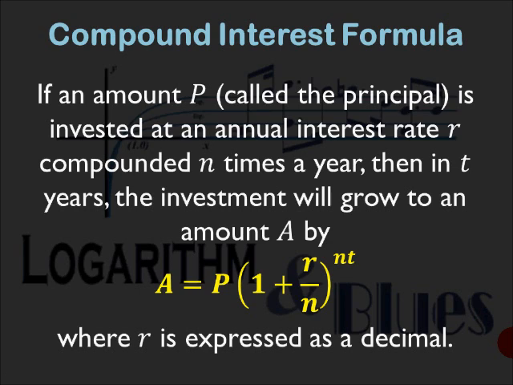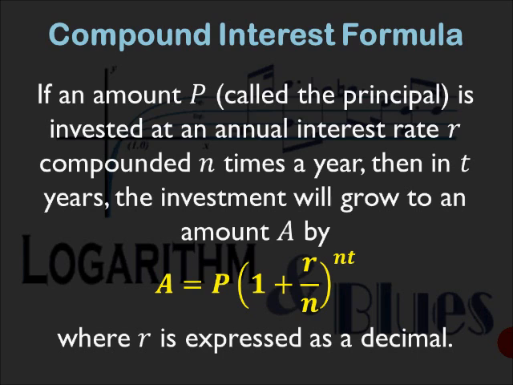If an amount P, which we'll call the principal, is invested at an annual interest rate R, compounded n times a year, then in T years the investment will grow to an amount A by this equation. A equals P times (1 plus R over n) to the nt power, where R is expressed as a decimal. So what you will see is there are 5 potential variables in this equation. In all these problems you're going to solve, you're going to have all of the variables except for one, and you have to solve for the missing one.